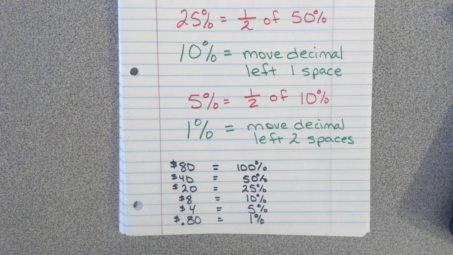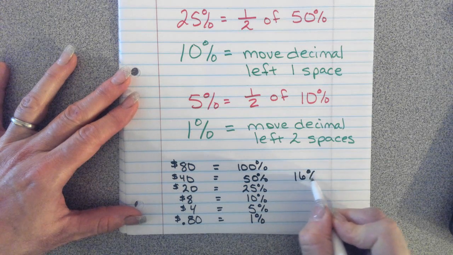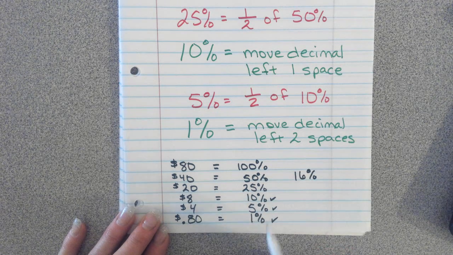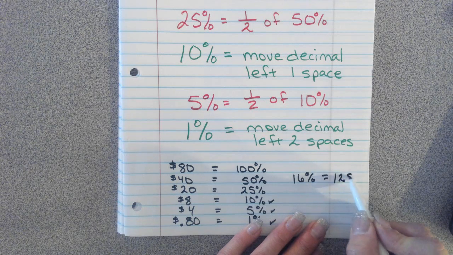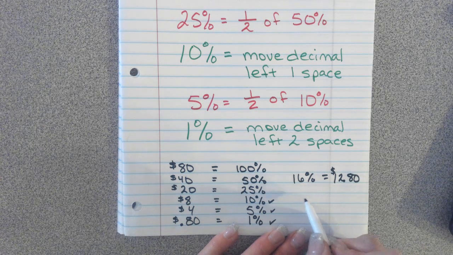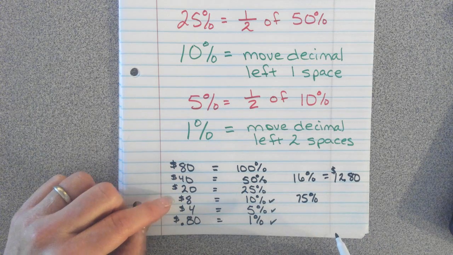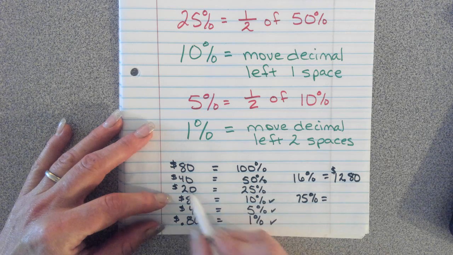And then you could use these mental percents combined. Let's say I'm trying to find 16%. Well, 16% consists of a 10, a 5, and a 1%, totaling 16%. So I could add 8 plus 4, which is 12, and then the 80 cents. So 16% would be $12.80. Or let's say I've got 75%. Well, I know 50% is 40, and 25% is 20, so 50 and 25 is 75%, 40 and 20, $60.